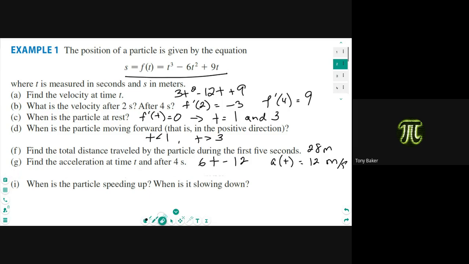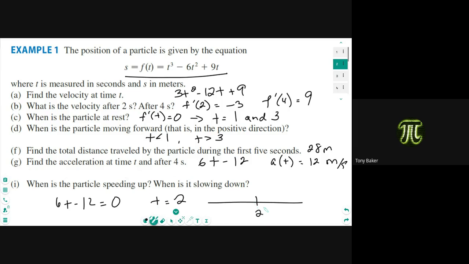All right, when's the particle speeding up and when's it slowing down? Find the zeros of what? Right, of my acceleration. So it's 6t minus 12 equals 0. So t equals 2. Now we need to figure out which side's which. Because we want to know when it's speeding up and when it's slowing down. So we want to know when it's positive and when it's negative.